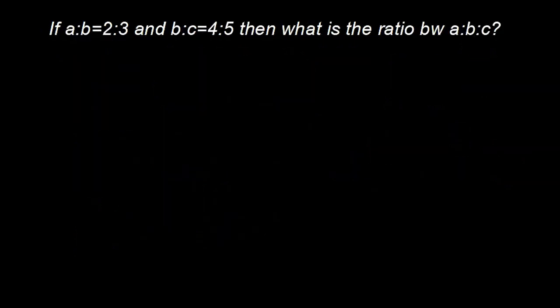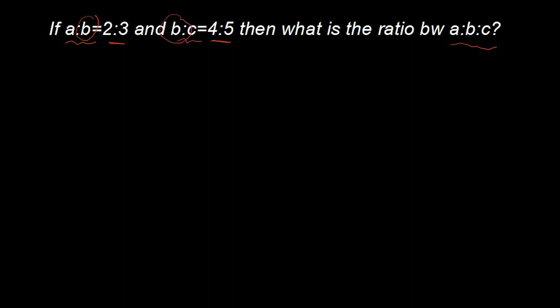This one is important actually. A ratio B is given to you as 2 is to 3. B ratio C is given to you as 4 ratio 5. Then what is the ratio of A ratio B ratio C? So in this type of problem, we need to make sure that the B part is going to be common. That's where you can start.